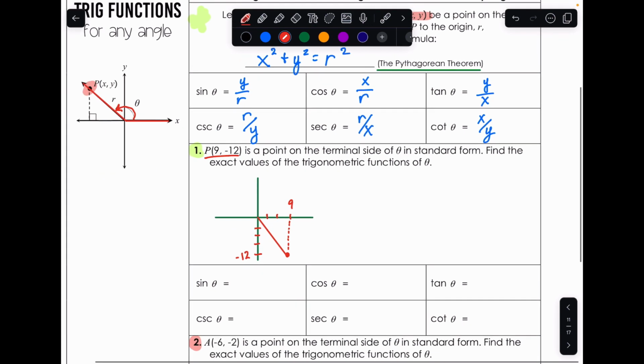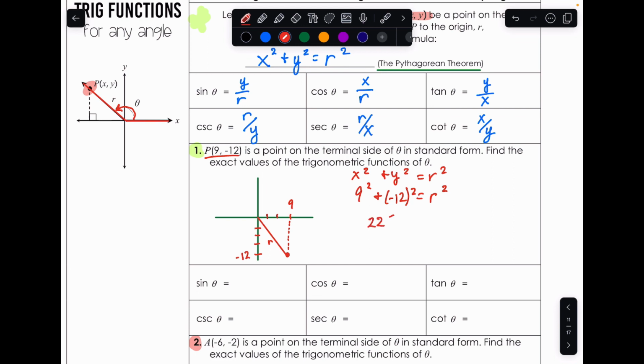From here, what is my radius? What is my missing side? I'm going to have to solve for that. Remember, x squared plus y squared is equal to r squared. So 9 squared plus negative 12 squared is equal to r squared, and we end up with 225 is equal to r squared. So my final answer for r is equal to 15. Now we've got all of our values: x equals 9 and y is equal to negative 12.